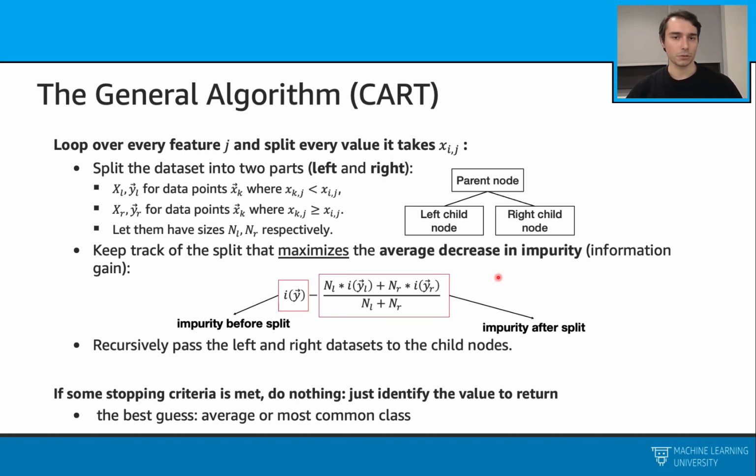Overall, as I said, we are going to look for the split that will maximize our information gain. Then we will find that. After we find that, we will recursively pass the left and right data sets to the child nodes, and we will keep repeating this process. If we have some stopping criteria, if that's met, in this case, we need to decide what to return. In this case, we will have our leaf nodes. So these leaf nodes can have our best guess. It can be the average or the most common class. Overall, this is the CART algorithm.